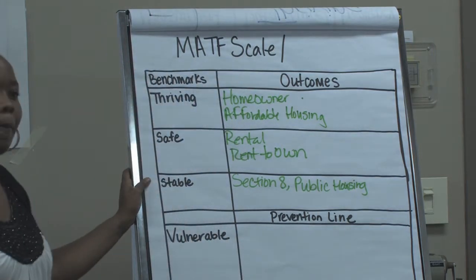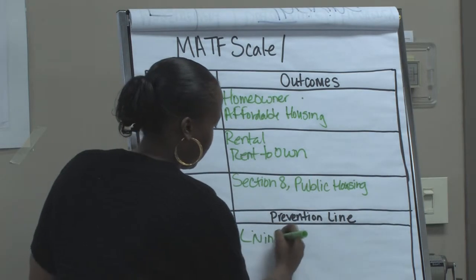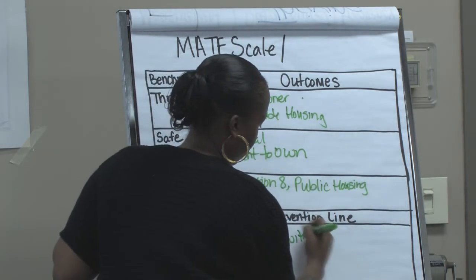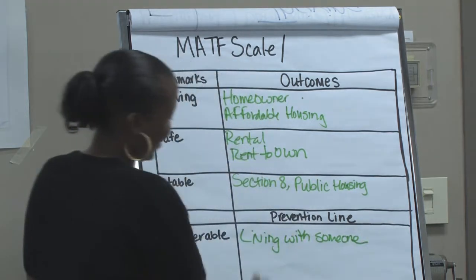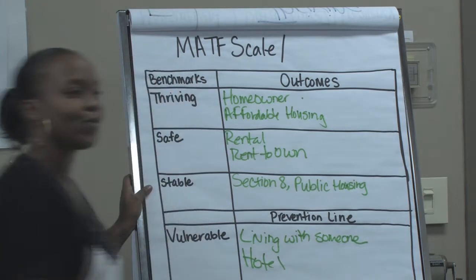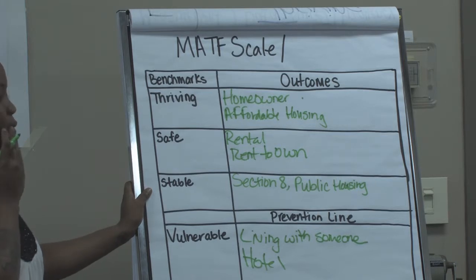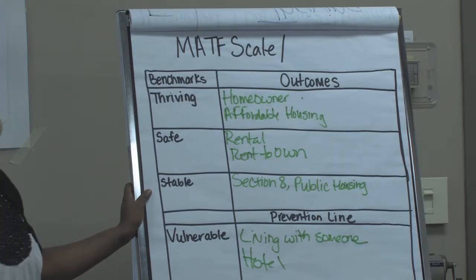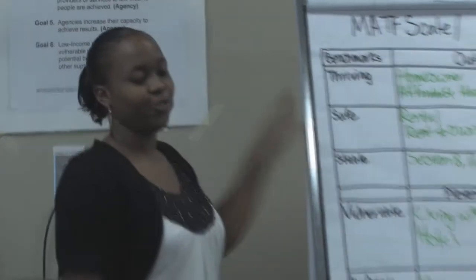Living with someone. Vulnerable. And the motel or hotel would be vulnerable. Hotel. Well, no, they can't afford to pay for it. You been in them hotels before? Just like we talked about the gas gauge, you got money.